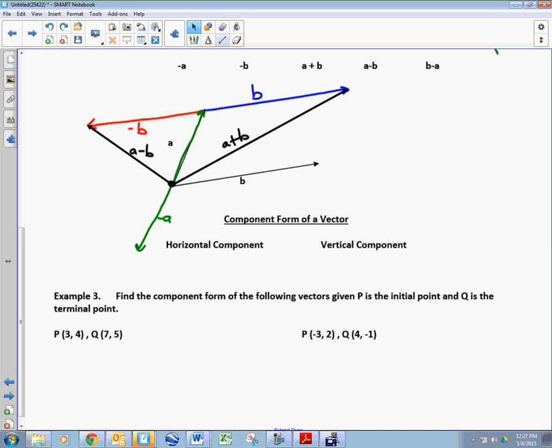How would you do B minus A? Take vector B and you add on to it negative A. And so you get this resulting vector, which is B minus A.